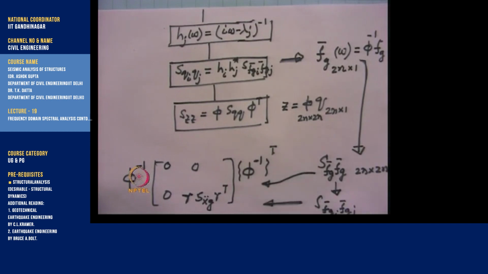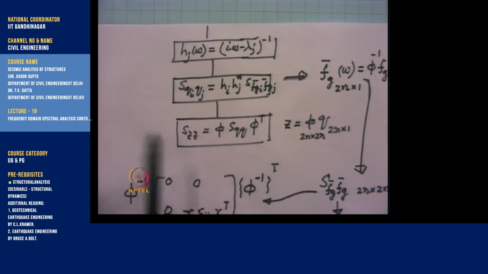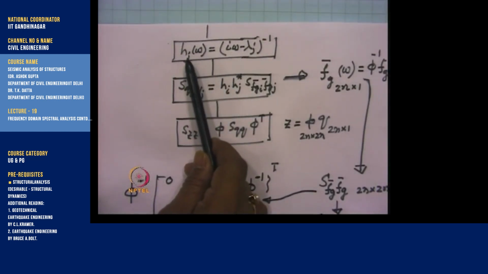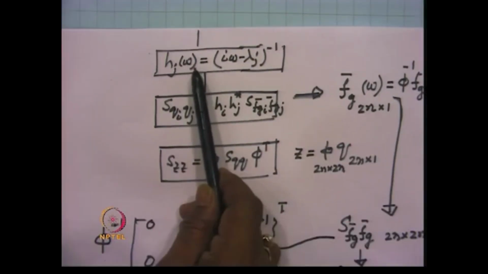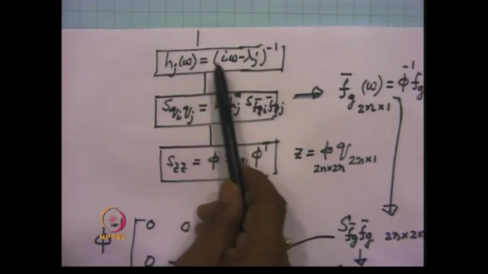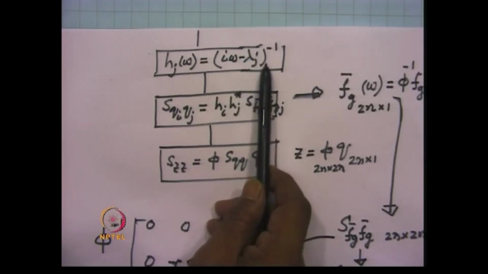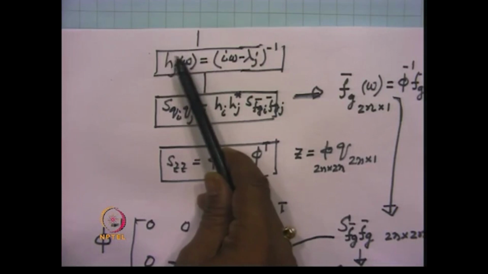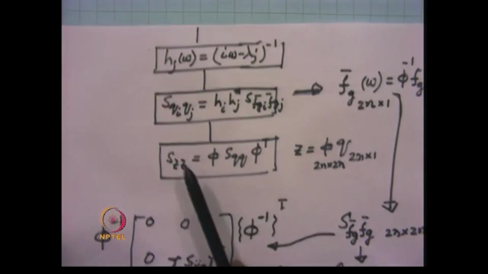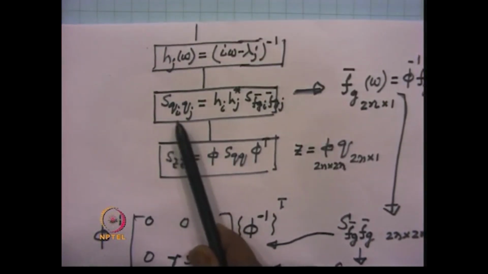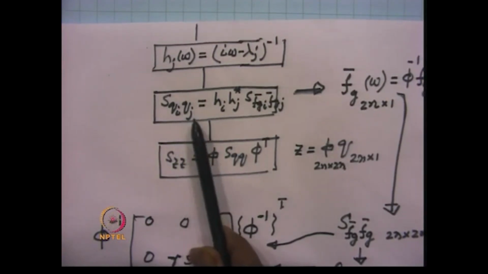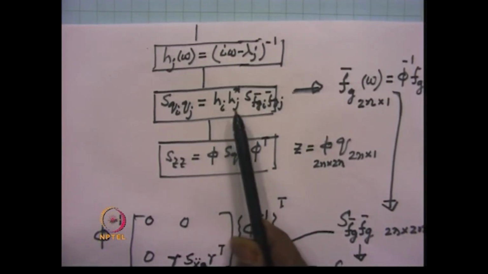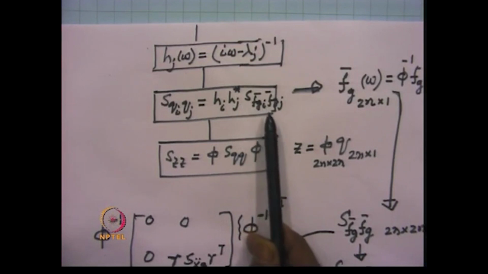If you want to use the modal state space analysis in the spectral analysis, then we obtain for each mode the complex frequency response function, and this will require the knowledge of the eigenvalue of the particular mode. This eigenvalue is generally a complex quantity. Once we obtain this complex frequency response function for the jth mode, then SQI QJ, that is the cross power spectral density function between any two generalized coordinates, can be written in this particular fashion, that is HI into HJ star and S F bar GI F bar GJ.